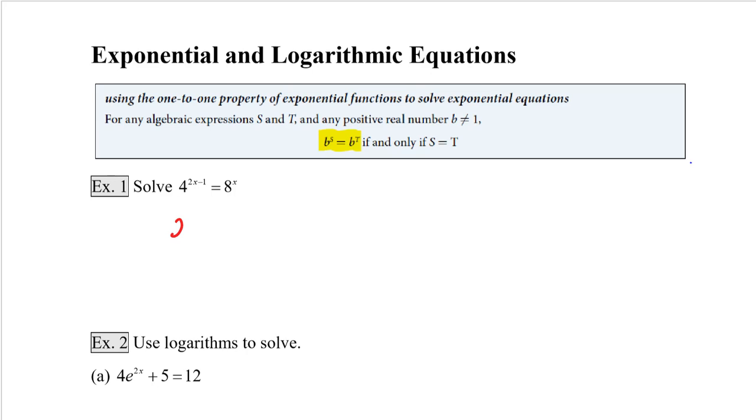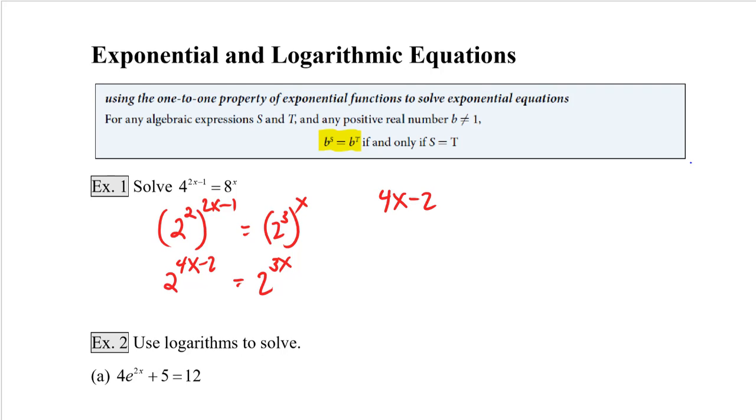4 is equal to 2 squared, and I'll raise that to the 2x minus 1, and 8 is equal to 2 cubed, and I'll raise that to the x. Now remember, raising a power to a power means I'm going to distribute, and I'm going to get 2 to the 4x minus 2 is equal to 2 to the 3x. Now that my bases are the same, I can set the exponents equal to each other. 4x minus 2 is equal to 3x. If I subtract 3x and add 2, I get that x is equal to 2.